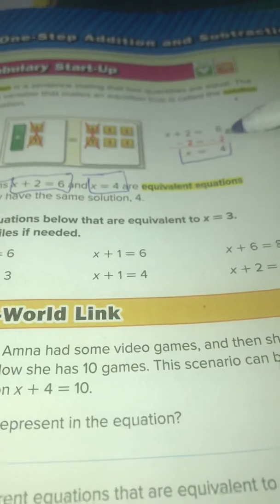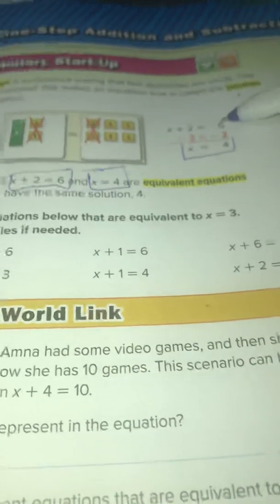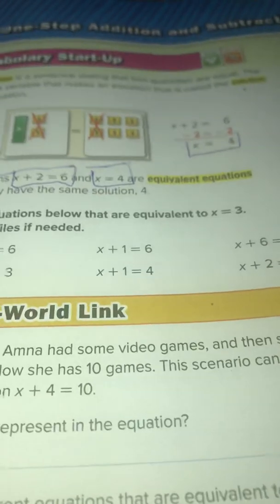So this equation right here is equal to this equation. How do I know? Because it was solved. It said x plus 2 equals 6 is the same as x equals 4. That is what it's saying. So we come in here.